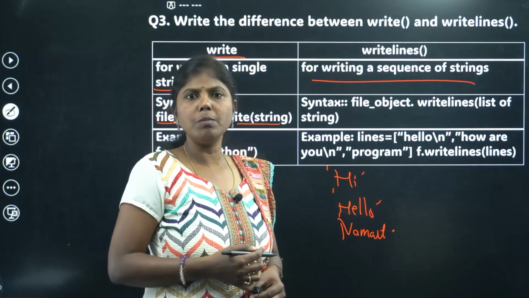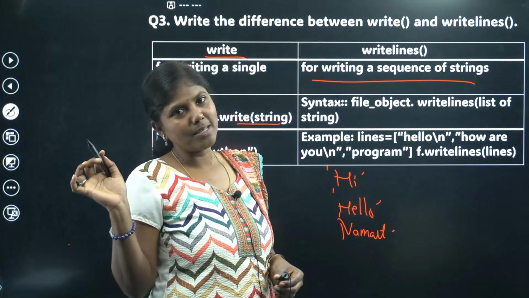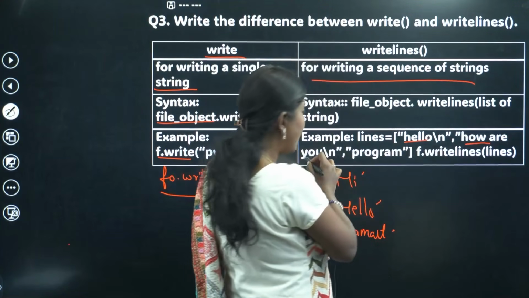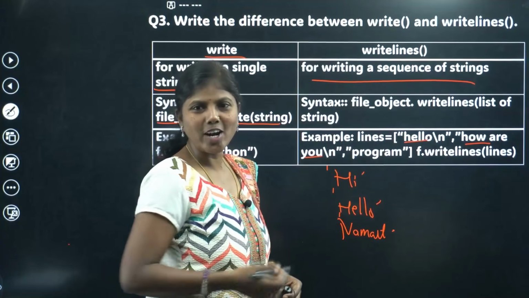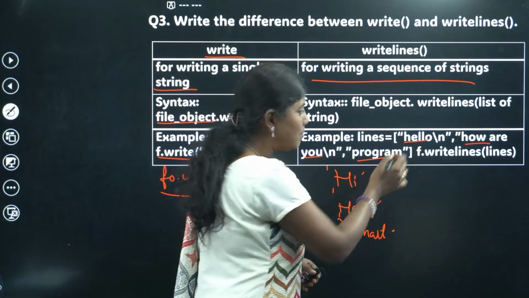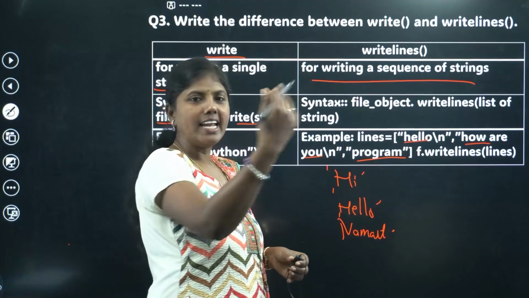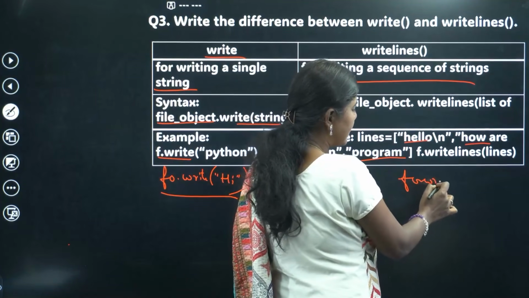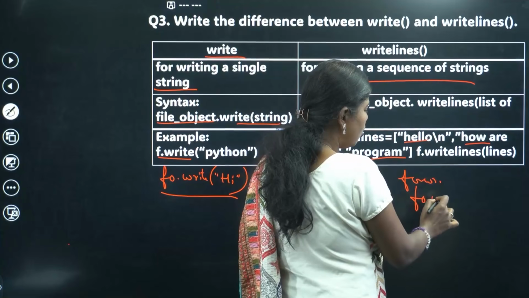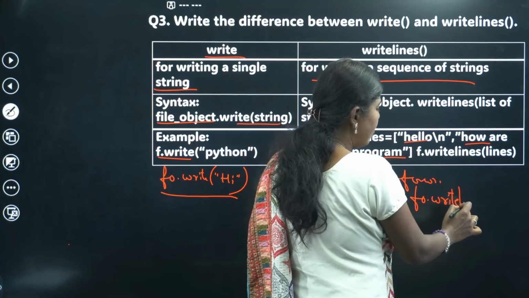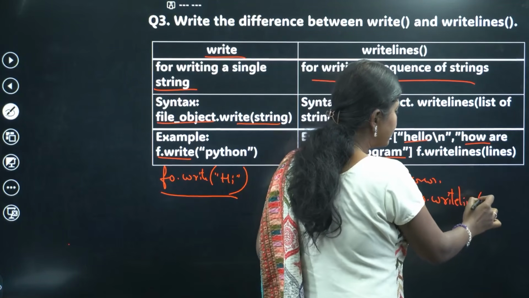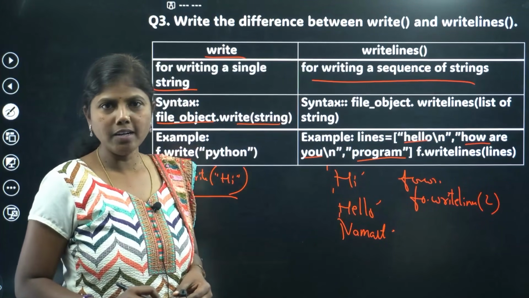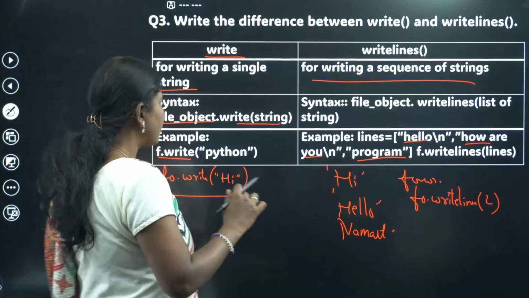How to store multiple strings? Make use of the list concept. Just write all these things in a list. See here: hello, how are you, and namaste, put it in this list and then store it. How do you write it? FO.writelines. I can just write one list containing all these things. Is the point clear? Very simple. Okay, we'll go with the next slide.